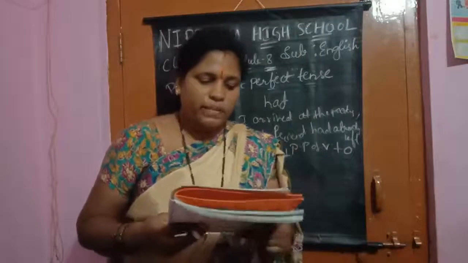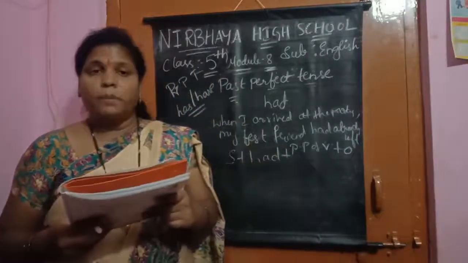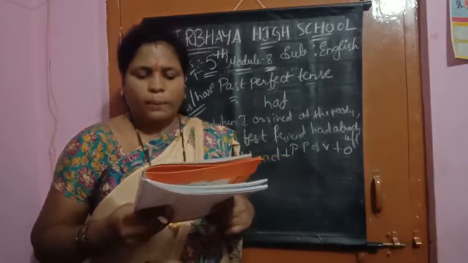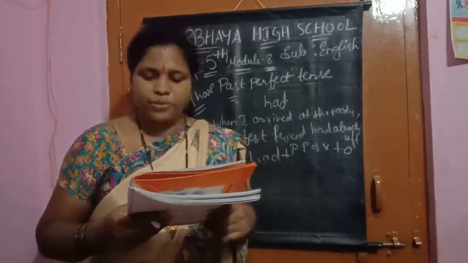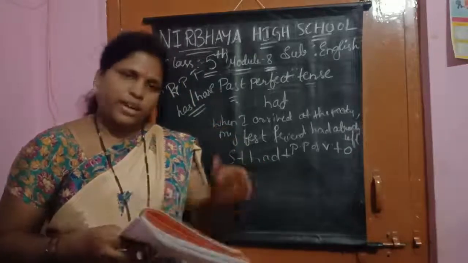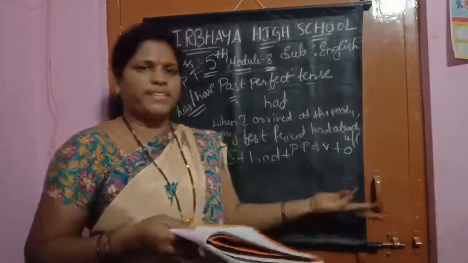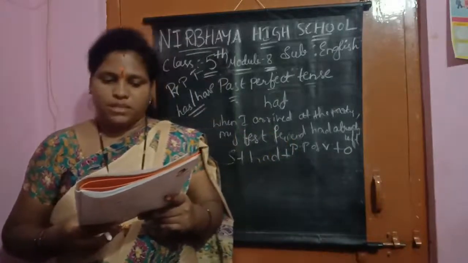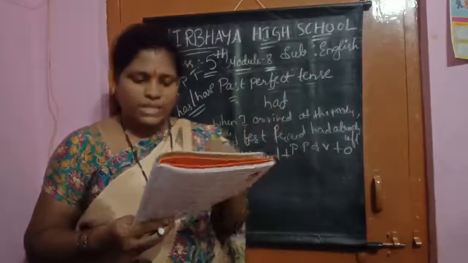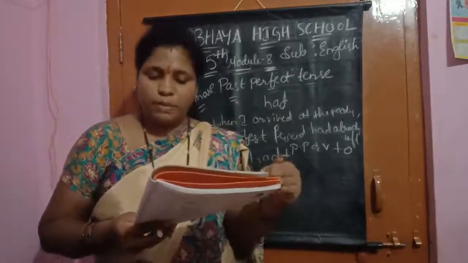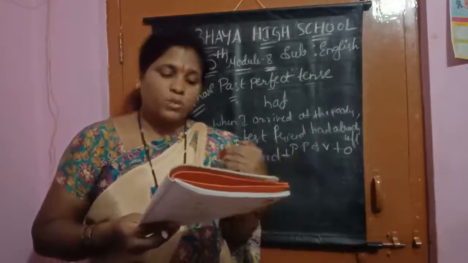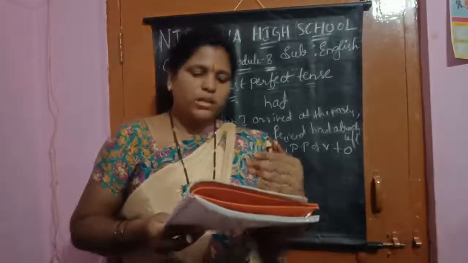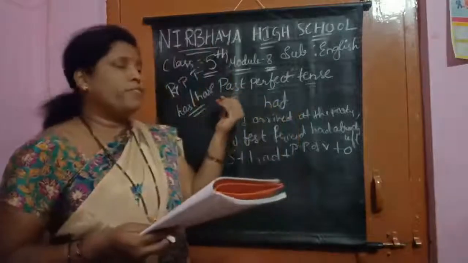Understood, children? The aeroplane had received many warnings before it crashed. Navika had finished her homework before she visited me. The doctor had left when I arrived at the clinic. The doctor had left. When I arrived, the doctor was gone. Understood, children? Later event in the past, earlier action in the past. See here, events will be there and actions will be there. When we reached their house, the baby had already fallen asleep. Means what? When we reached there, the baby had already slept. Understood, children? This is about the past perfect tense.